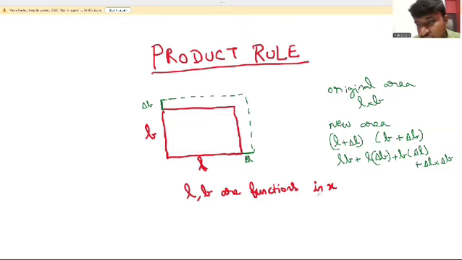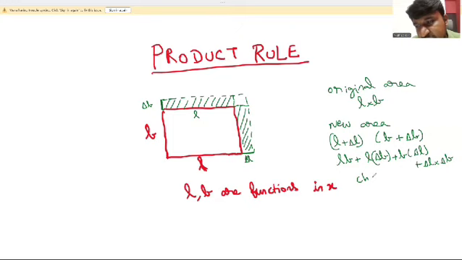Now with respect to this, you can see this is a rectangle here. This portion is an increase in area, created by B into del L. And this portion is also an increase in area, which is created by L into del B. And this small portion here is del L into del B.